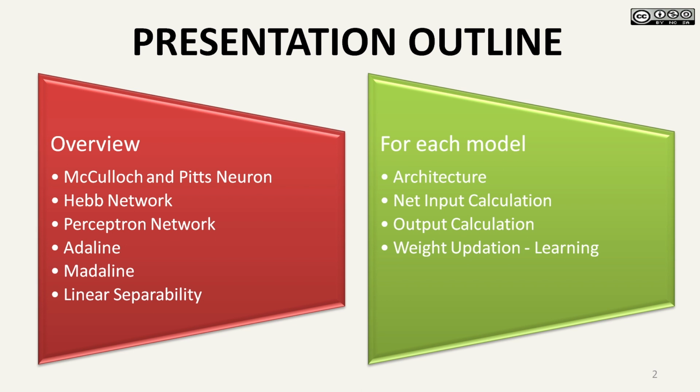You should remember that for each model we are going to see the architecture, net input calculation, output calculation, as well as weight updation. This weight updation is called learning. So in general, when anyone asks what is meant by learning in a neural network, it is nothing but the weight updation process. So let me go through the topics one by one.